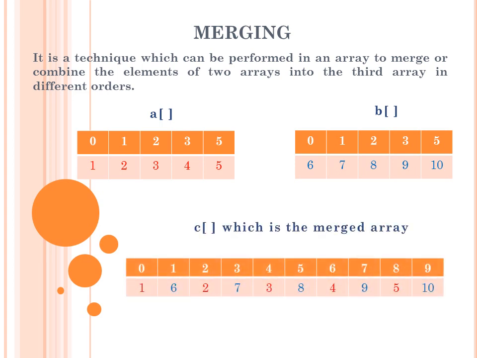It can be combined in this format as you can see. So first we put the element of A and then the element of B. So in an alternate manner we put the elements of A and B.